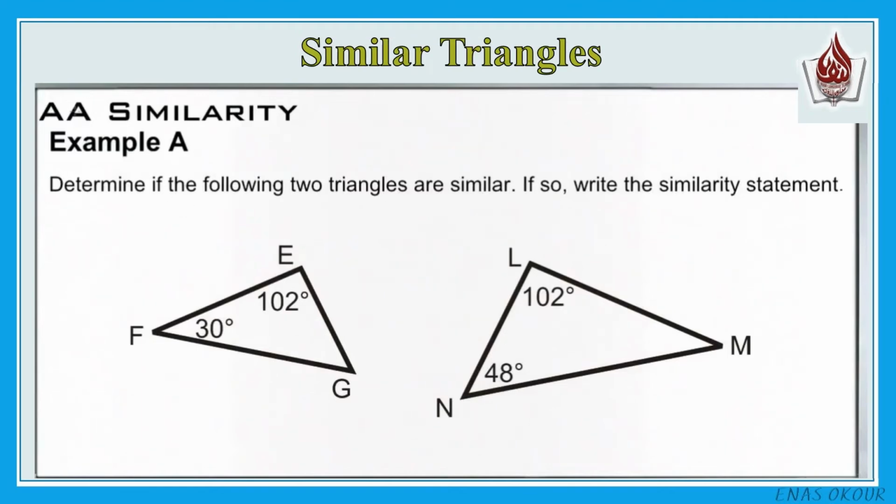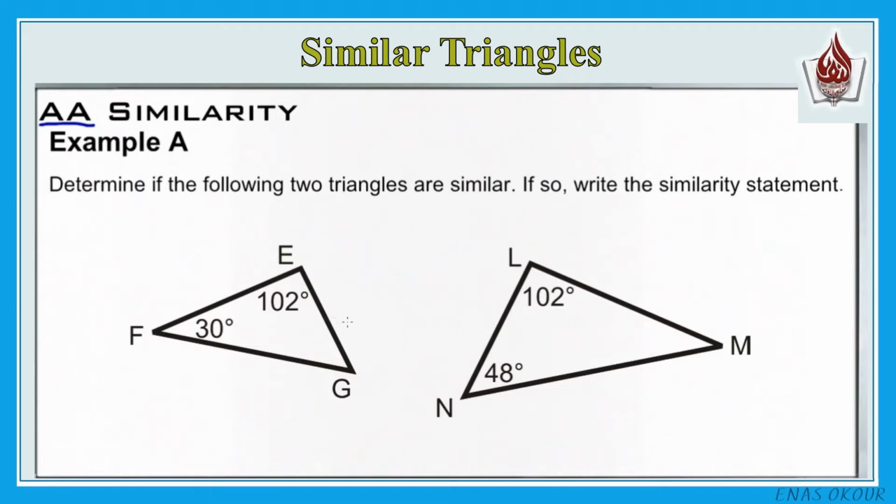Here are the example questions for AA similarity. Remember that AA stands for angle angle, and the AA similarity property tells us that if two triangles have angles, two of them at least, that are congruent, then the triangles themselves are similar. We don't necessarily need to measure the third angle as long as we know that at least two of the angles are congruent. Our first example asks us to determine if the following two triangles are similar, and if so, to write the similarity statement.